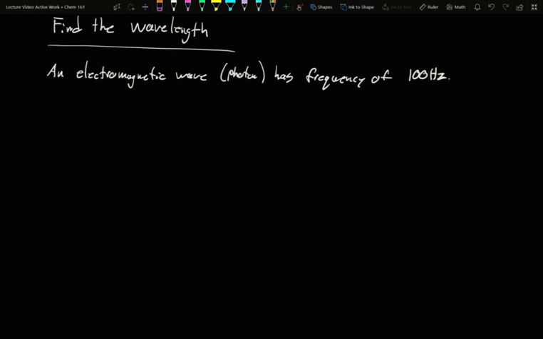In these problems, we're going to find the wavelength. To start with, we have an electromagnetic wave, a photon, that has a frequency of 100 hertz. Find the wavelength. Go ahead and pause and come on back.